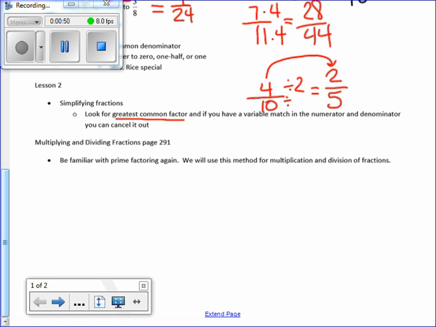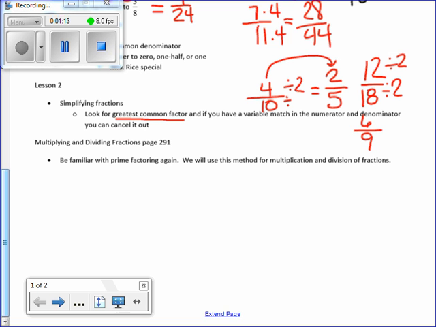If I gave you the fraction 12/18, is there a common factor between 12 and 18? You might say, yes, they're both even, so I want to use 2. I'm going to show you this multi-step method. 12 divided by 2 is 6, and 18 divided by 2 is 9.